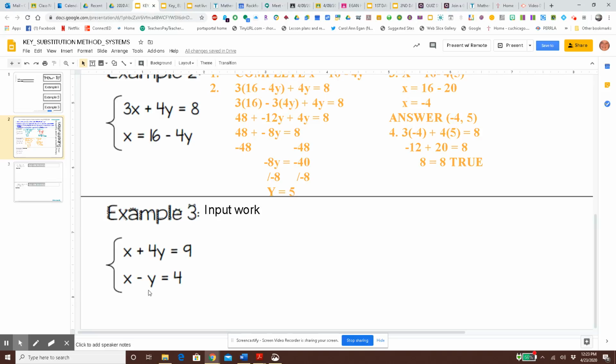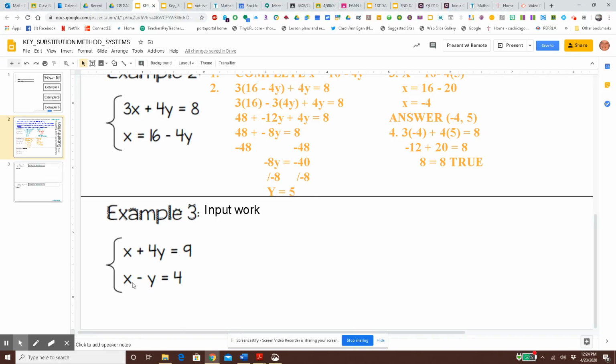Looking at this, I want to find ideally a variable to isolate that has a coefficient of 1. So here, this x has a coefficient of 1 because I don't see a number in front of it. I assume it to be 1. This y's coefficient is 4. This would be harder to isolate because I'm going to have to divide by 4 at some point. Down here, x, again, coefficient of 1. Here, negative y has a coefficient of negative 1, but that might be kind of easy to undo.